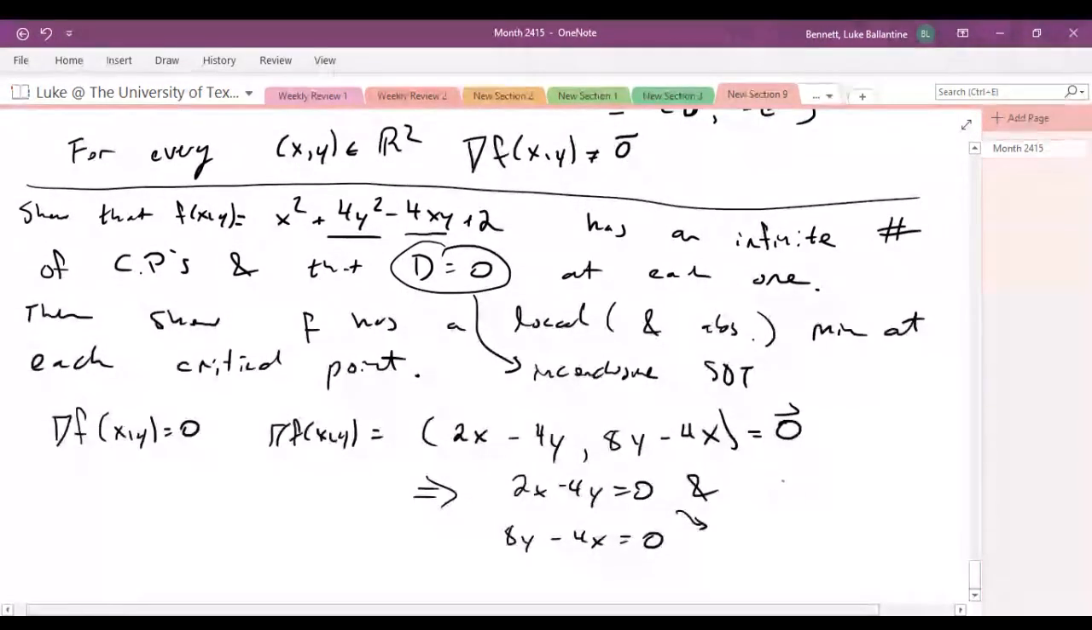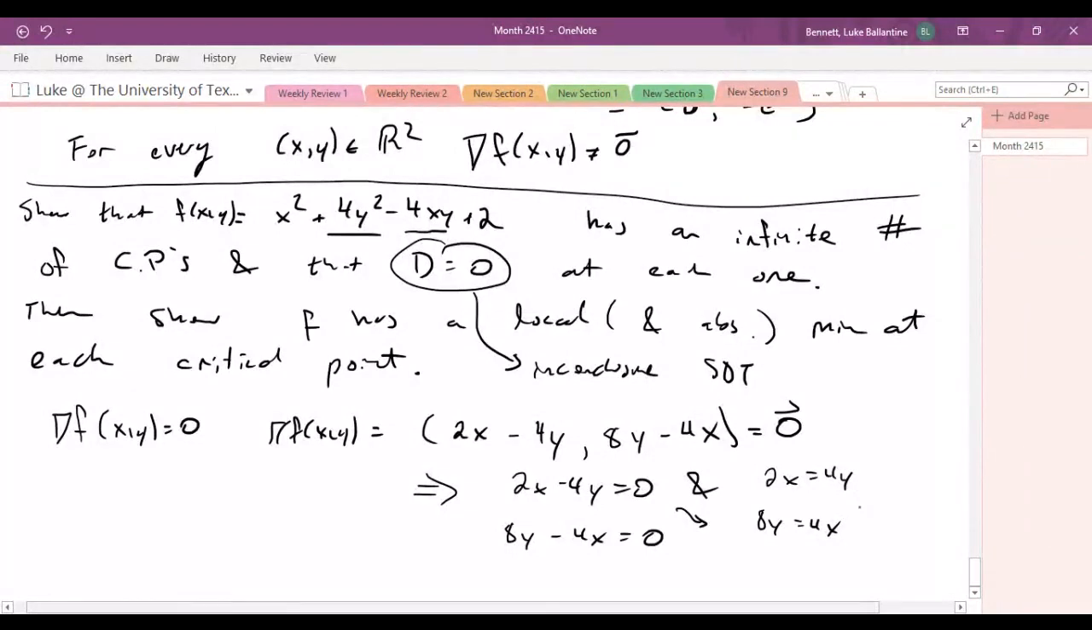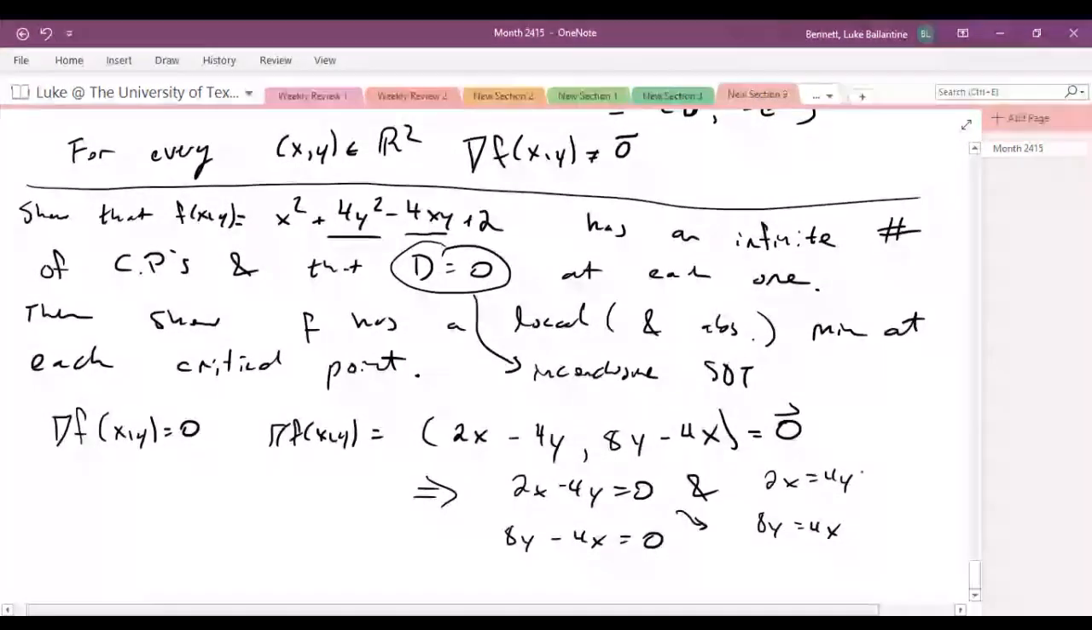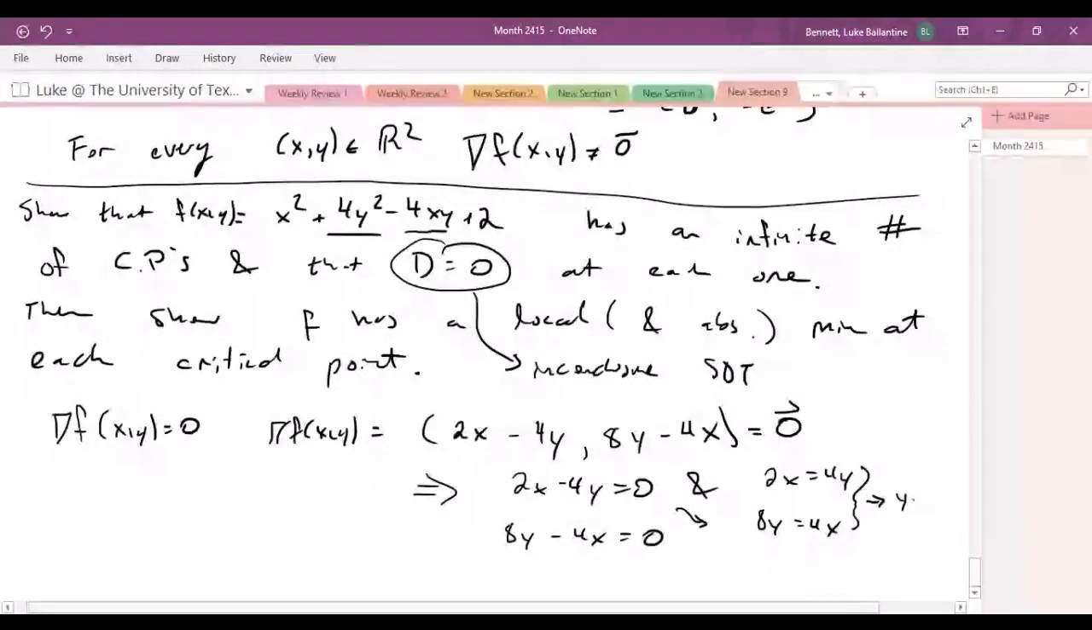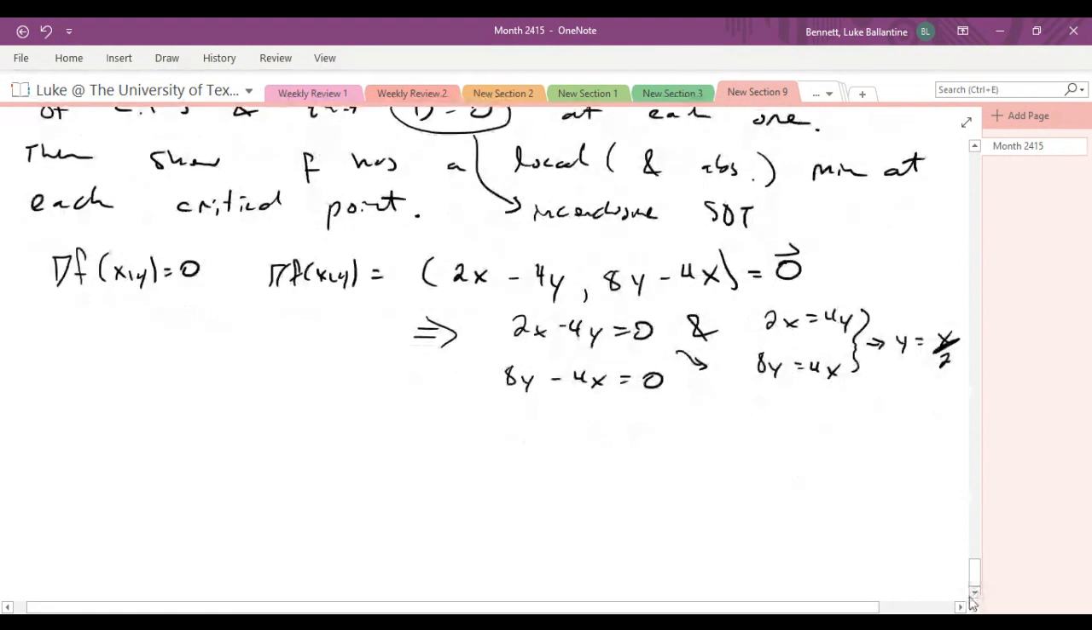So what do we get? We get 2x equals 4y, and we get 8y equals 4x. Well, in either case, both of these are just saying y is equal to x over 2. So that's where we get the infinitely many critical points. We get critical points all along the line y equals x over 2. There are infinitely many points on a line. And now let's show that the discriminant equals 0 at each one of these points.